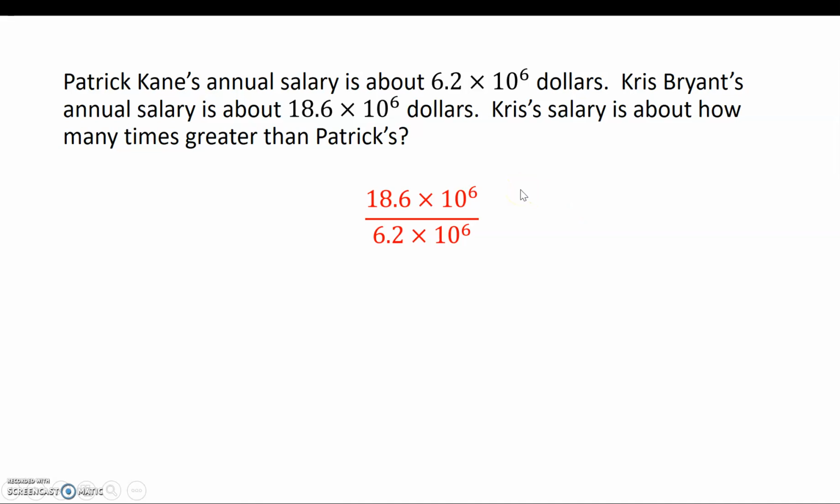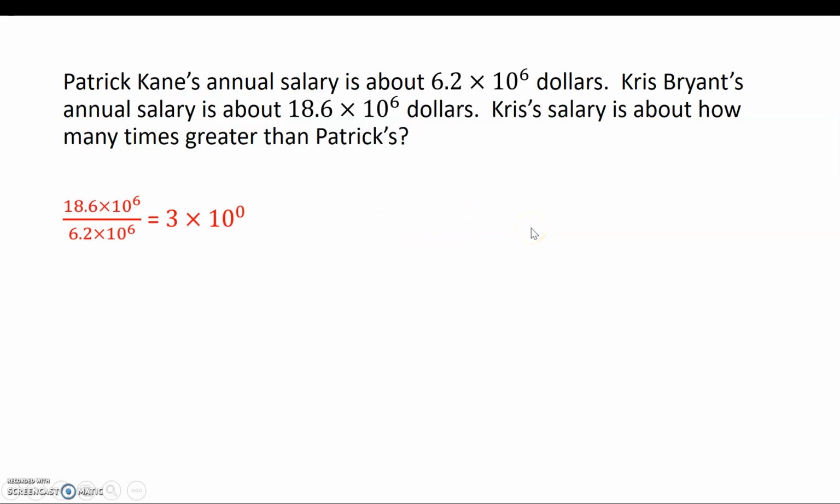So from here, hopefully you're seeing it's like the multiplication problems. I'm seeing the first factors are close by each other, and the powers of 10 are close by each other. That's what I want, because then it hopefully makes you see that you're going to need to divide the first factors and divide the powers of 10. So when you do that, 18.6 divided by 6.2 is going to be 3. And when I'm dividing the powers of 10, I have the same base. With the same base and division, I can do subtraction. So 6 minus 6 is 0, so this is technically 3 times 10 to the power of 0. So that technically is just the number 3.